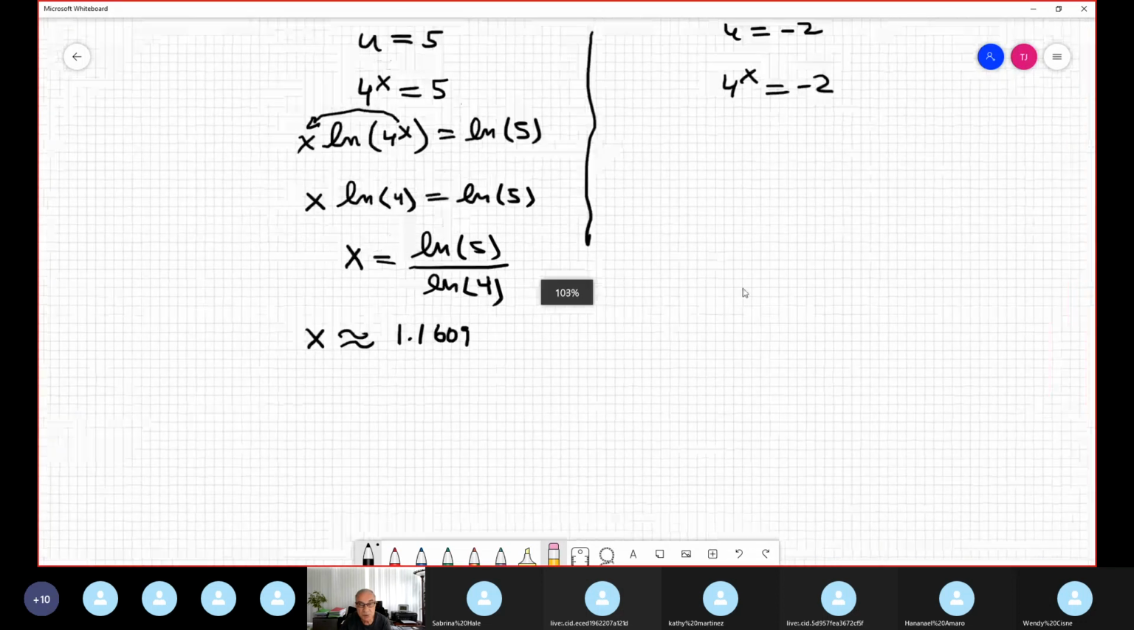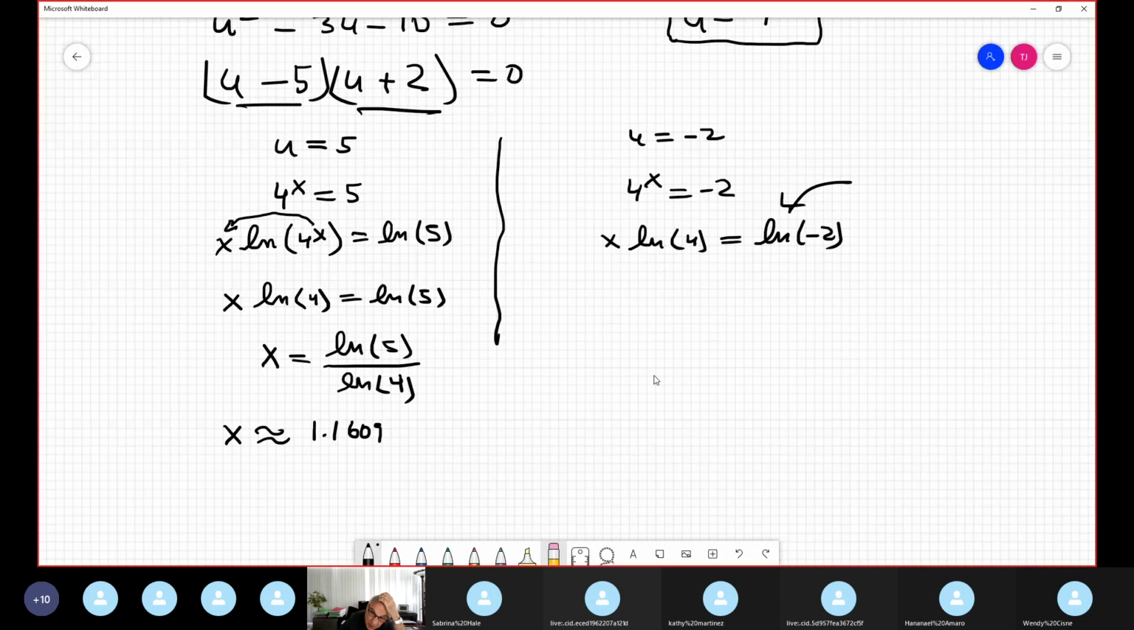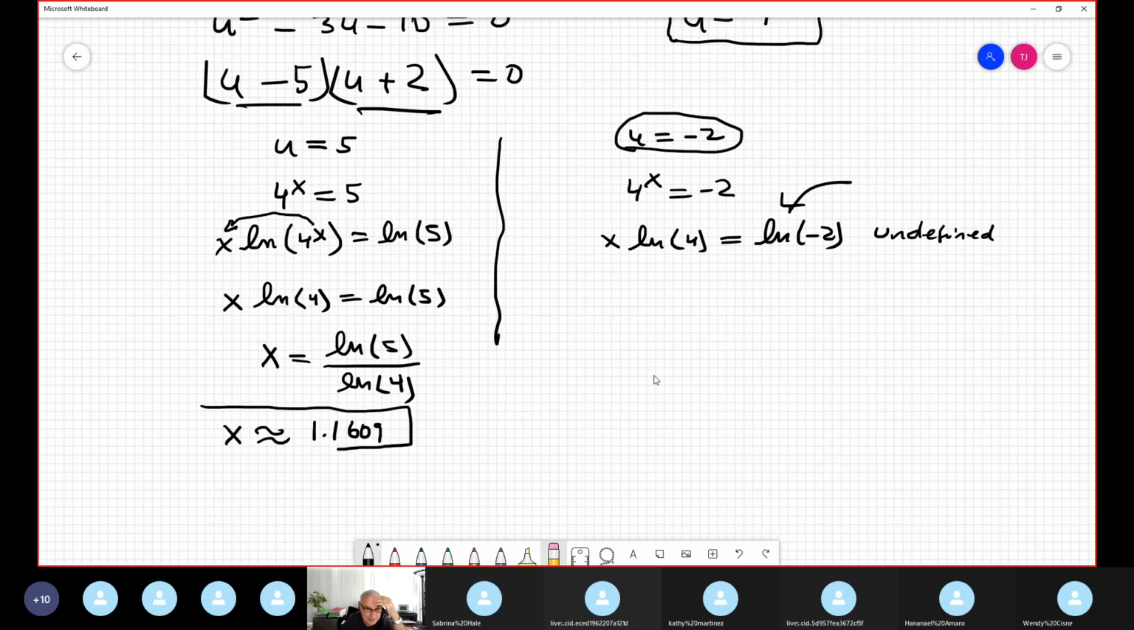We have two potential solutions because the quadratic equation has two solutions. When you apply logarithm on both sides here, you have x times logarithm of 4 equal to logarithm of negative 2. Wow! But I know that logarithms do not accept negative numbers. This is completely undefined. That means for the solution negative 2, we have no value, and the only solution in our problem is this one. Keep in mind, guys.